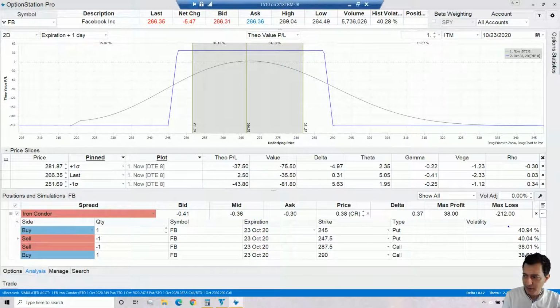Which currently have an implied volatility, let me freeze the screen here. You can see 40, 38%. That's the implied volatility built in those options. Okay, so that may rise maybe to 41% and 39%, and next thing you know, now you get filled on your 38.